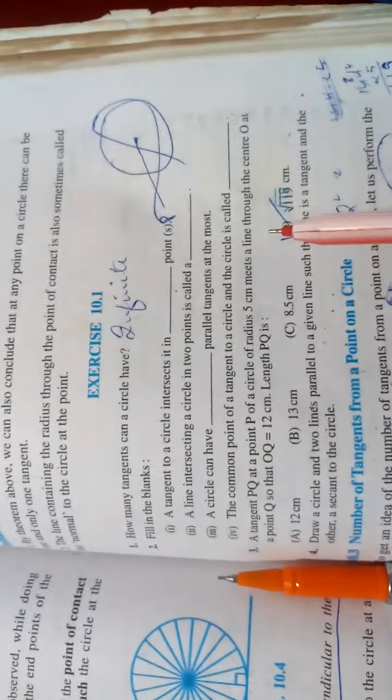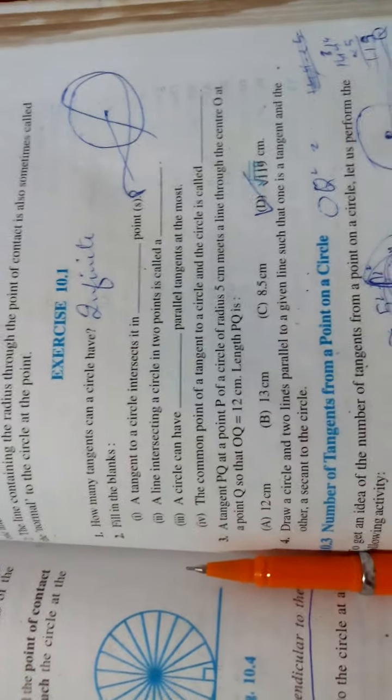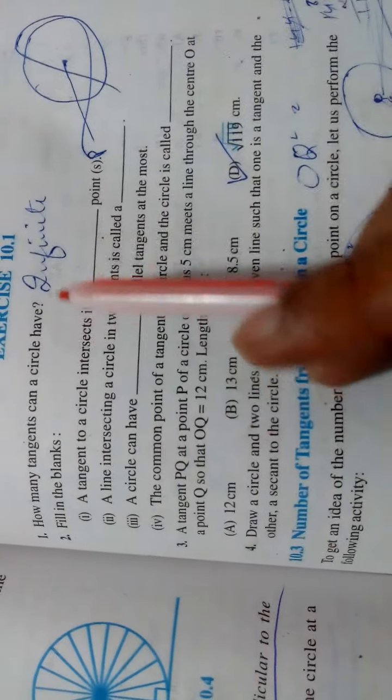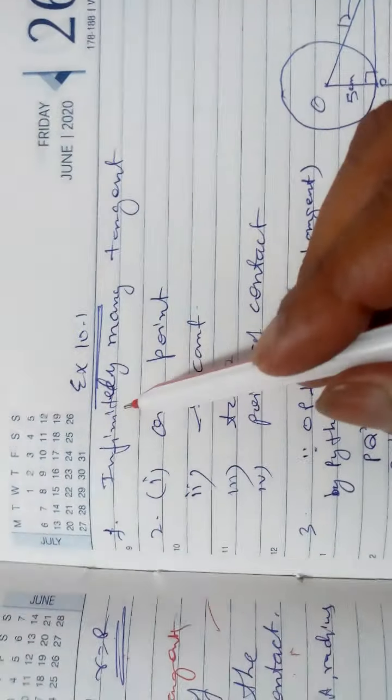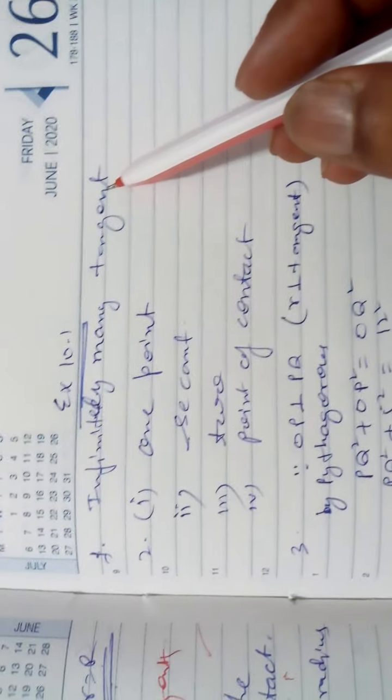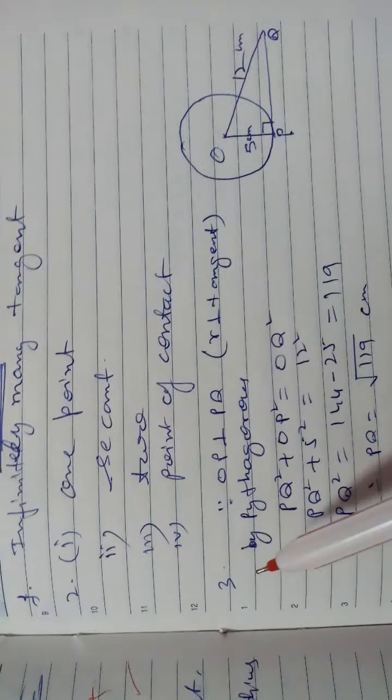Now we will see Exercise 1 of this. Exercise 1 is given, a very simple exercise. The first question is given: how many tangents can a circle have? Infinitely many tangents. The second question is given in fill in the blanks.